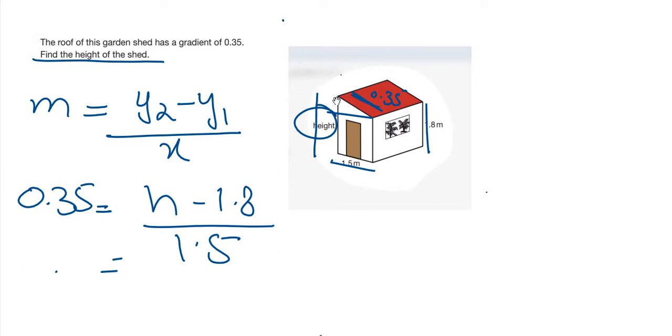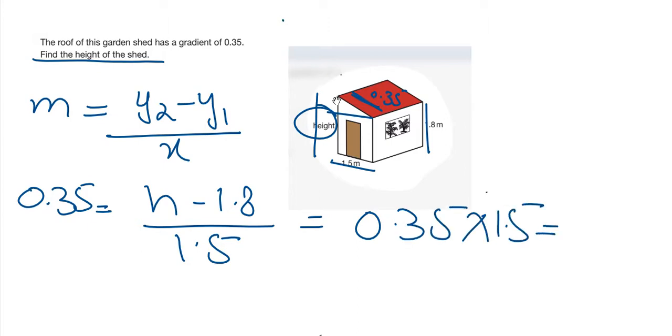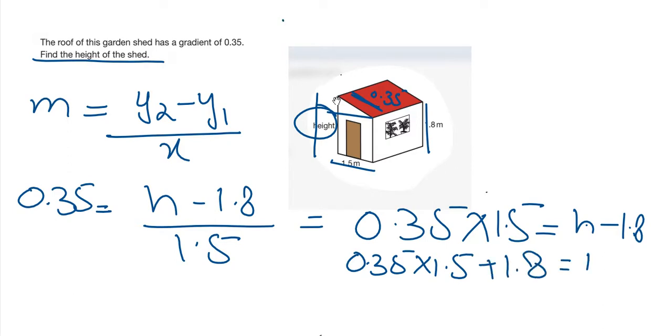0.35 times x, you just need to change the sign whenever you move to the other side, and then h minus 1.8, and again we have to move. You can do all the calculation using a calculator. I'm not doing the calculation, but you can get the answer by putting these values into your calculator.